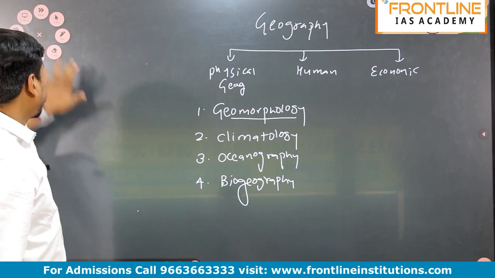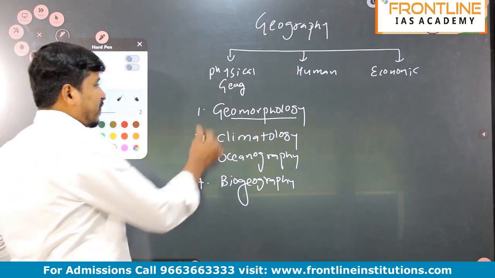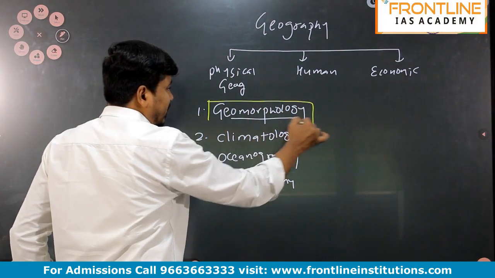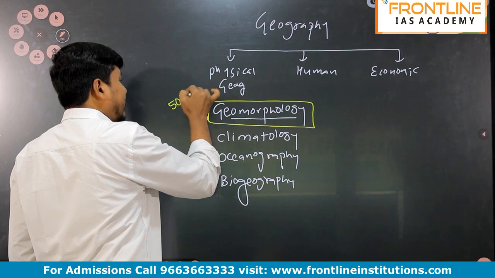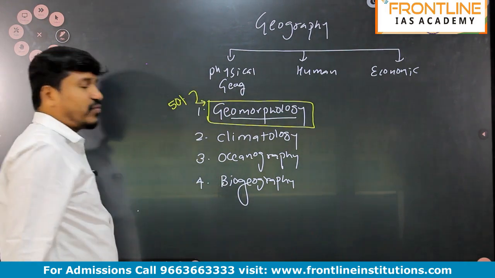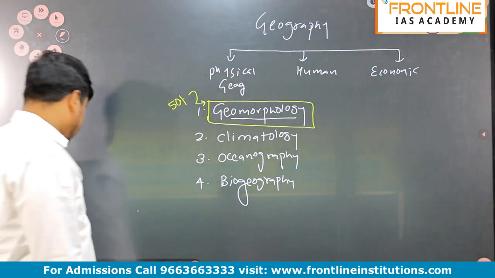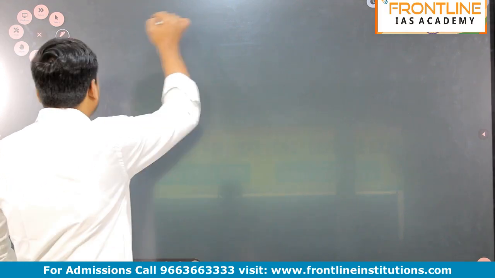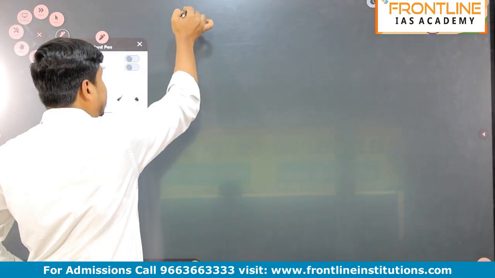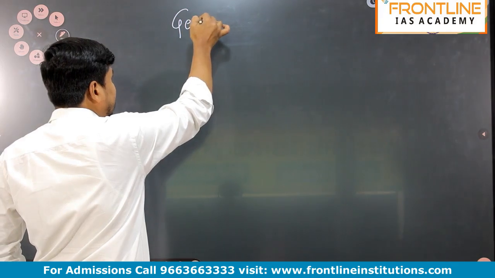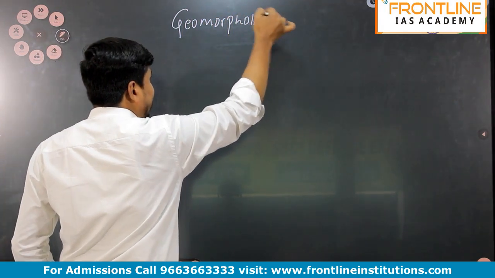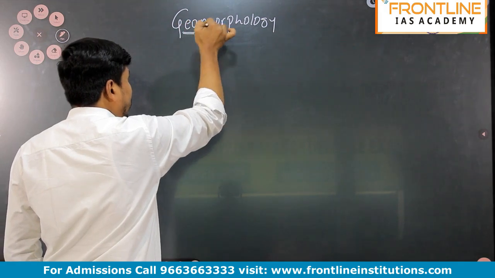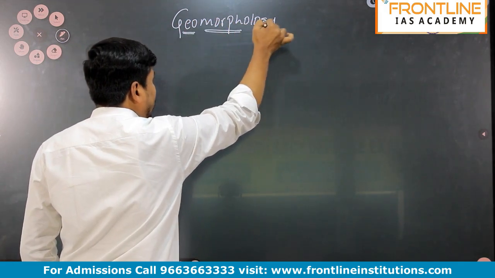And among these four chapters, the first chapter is very important. Almost 50% of geography is in this chapter only. That is a very important chapter, geomorphology, right? And geomorphology is derived from three terms: geo, morpho, and logy.